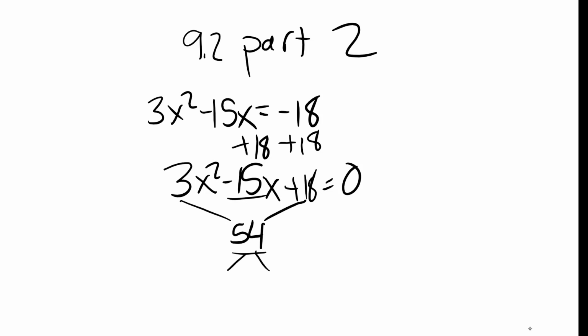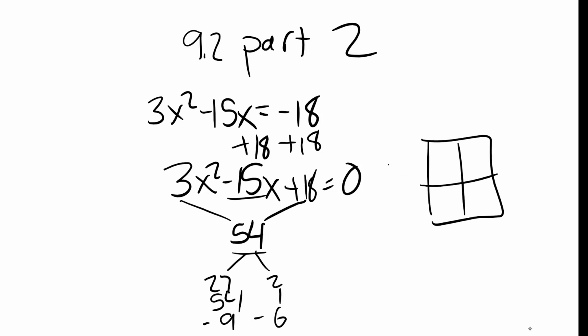So we think of things that multiply to 54. 27 and 2. Nope, those don't add to 15. 54 and 1. Nope, those don't add to 14. 9 and 6. Oh, those add to negative 15 if I make them both negative. Which means I can actually build my box now. I know all the parts. So anytime we found these, we just knew how to build the box.